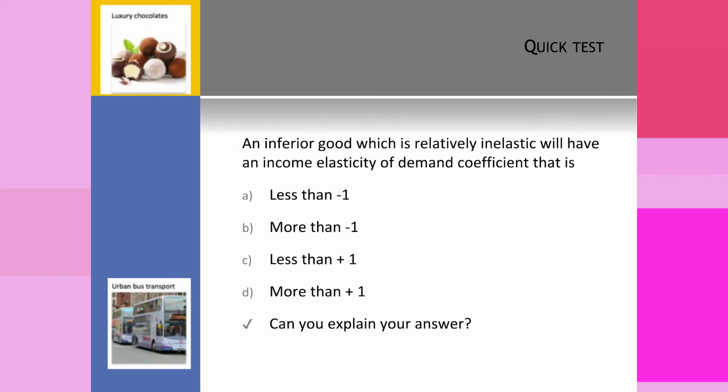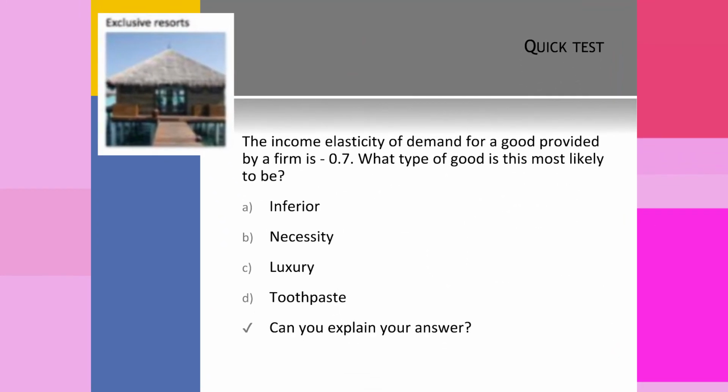Another little quick test for you. So an inferior good, which is relatively inelastic, will have an income elasticity of demand coefficient that is what? A, B, C, or D? Another little quick test. The income elasticity of demand for a good provided by the firm is negative 0.7. What type of good is this most likely to be?